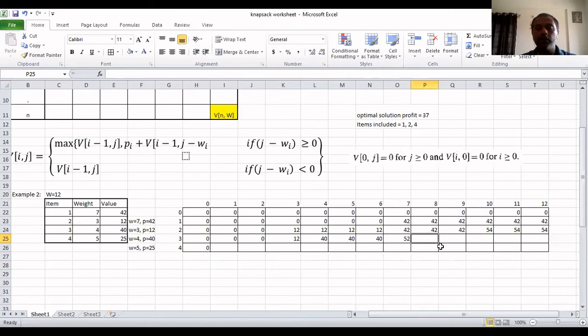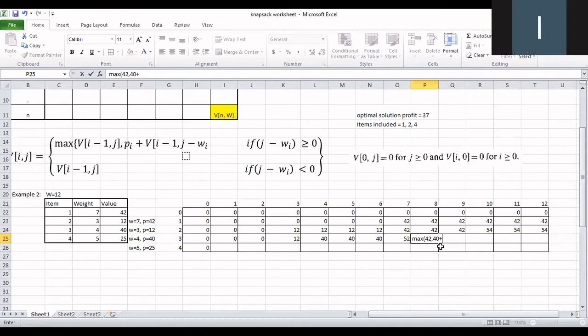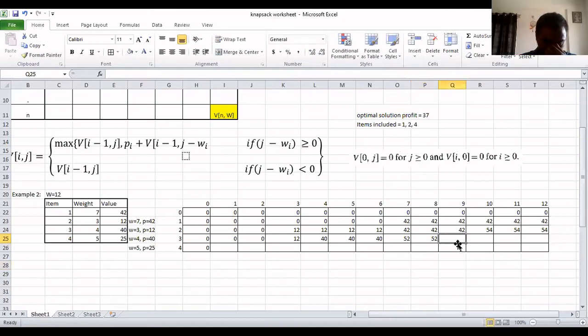Same way. How about the next one? It's a max of 52. That's correct. It's a max of previous value 42, and then the current item is 40 plus V of I minus 1, J minus WI. So 8 minus 4, that index becomes 4. So that is 12, and this becomes 52. Same way, the next one is 52.